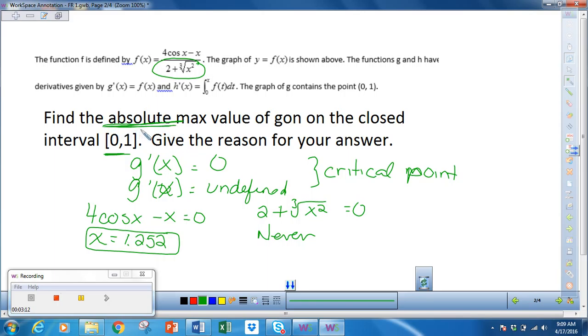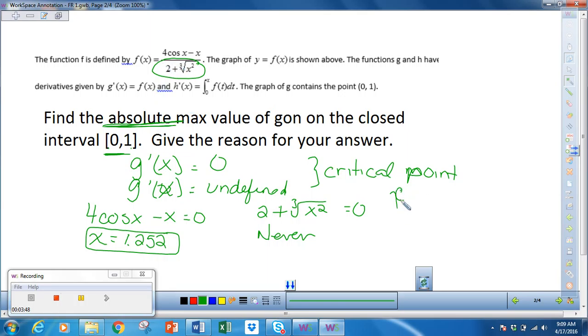And the extreme value theorem tells us that if we have a closed interval, we are guaranteed an absolute max and an absolute min. So in order to find our absolute max and absolute min, we had to use the endpoints. I had to evaluate g at 1 and g at 0.